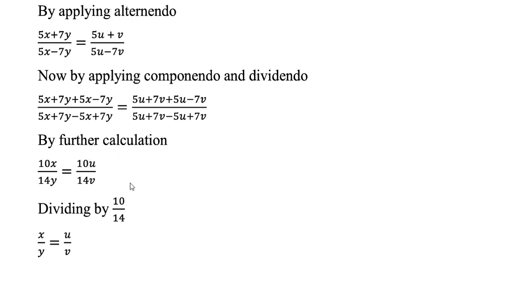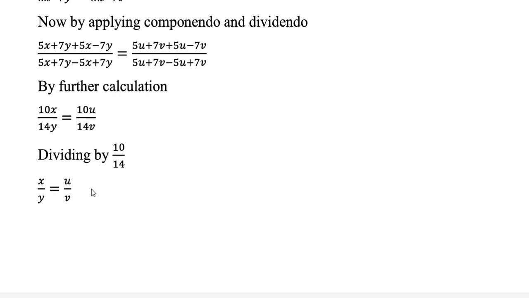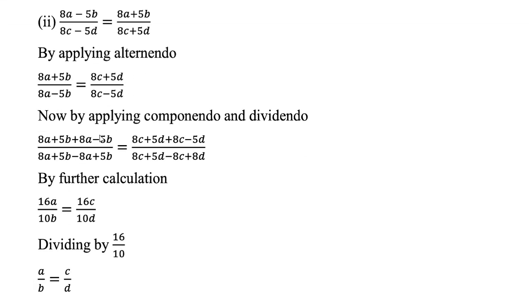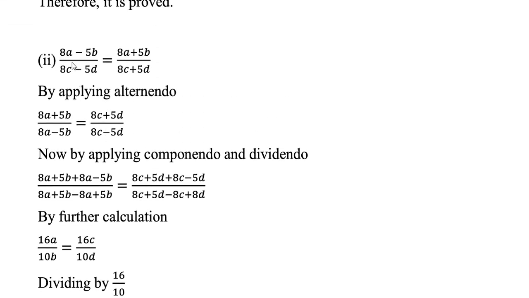After one step of calculation, you will get 10x divided by 14y is equal to 10u divided by 14v. Dividing by 10 by 14, you will get x by y is equal to u by v. So it is proved. Come to the second problem. What is given there: (8a - 5b) divided by (8c - 5d) is equal to (8a + 5b) divided by (8c + 5d).